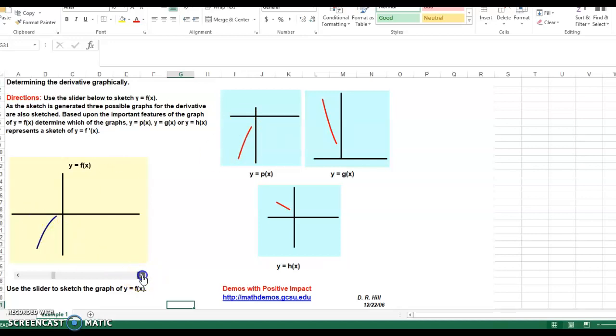If I keep on sketching this curve, and my curve looks something like this, which of the other two is my derivative? Well, my derivative looks like it's horizontal right about here, so I should have a 0 point, which I have on both of these. But then the derivative is positive again. G of x must be my correct derivative. Play with these and see how you do.